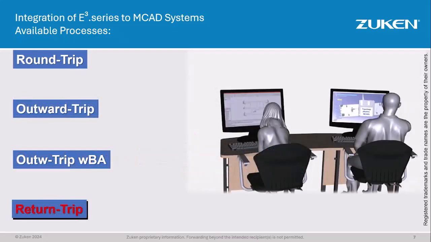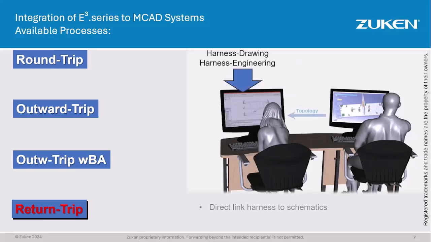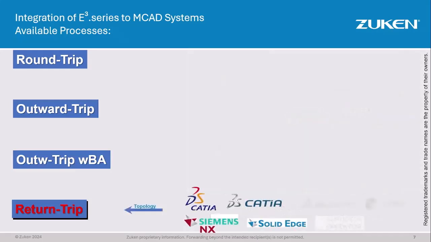So finally, our return trip. A return trip starts in the MCAD environment, and it is then transferred into E3. So there is a direct link from the harness to the schematics, and it is effectively the electrical department's responsibility to handle the harness. Return trip is only supported by CATIA V5, CATIA V6, NX, and Solid Edge.